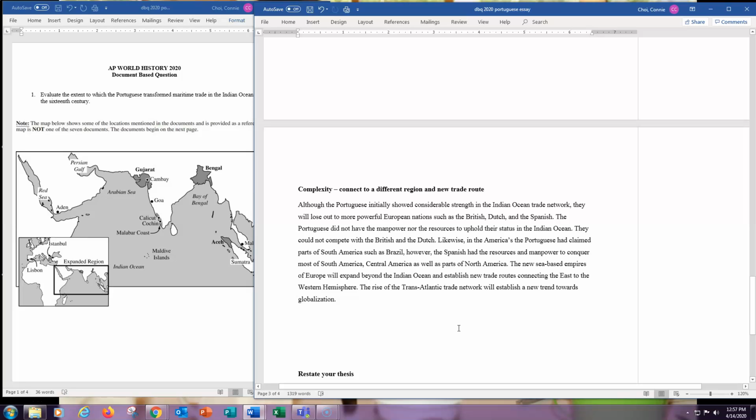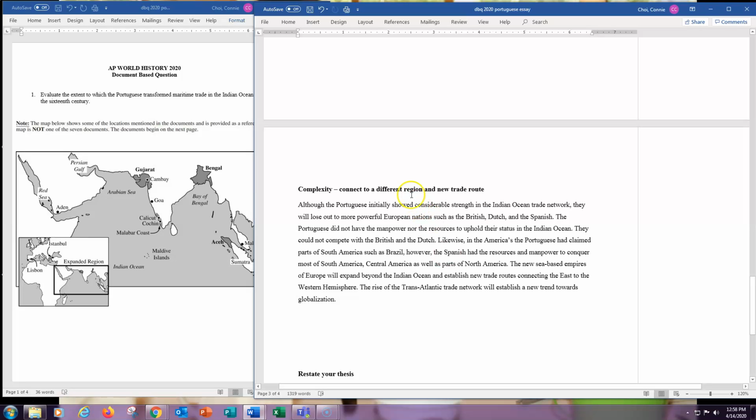The fourth complexity that I'm going to show you is how I'm going to connect the development in the Indian Ocean to a different region of the world. And in this time period, make sure that you remember the connection to the Americas, because this is the new area that we are going to see.